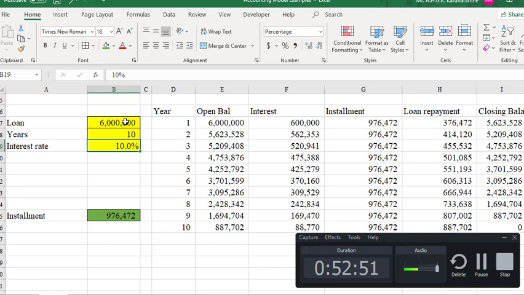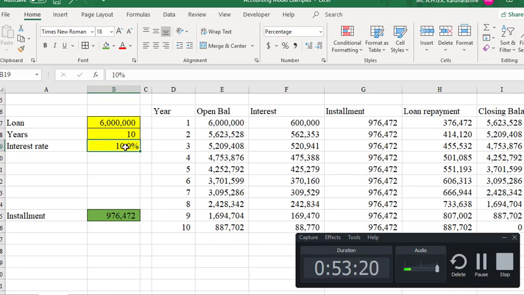So these are the only three variables that determine your loan installment. Let's say you got a 6 million bank loan for a 10-year period at a rate of 10% interest, right? Nowadays, bank interest rates are actually less than 10%. If you are going to get a loan for 5 years or less, most of the banks are offering you a 9% interest rate, right?